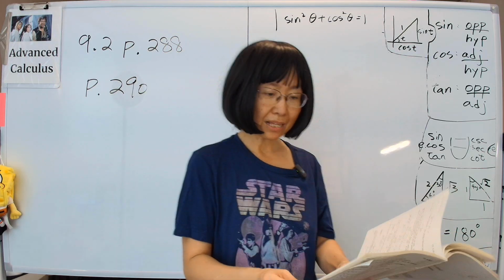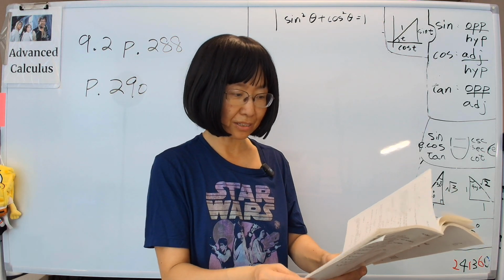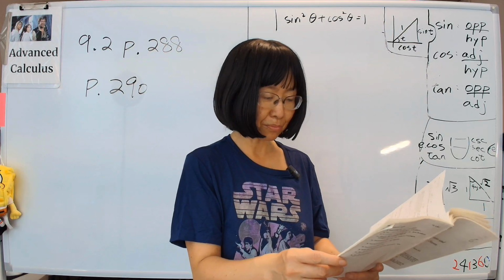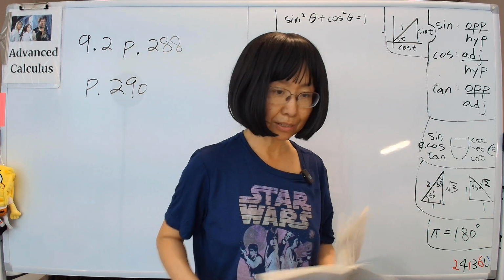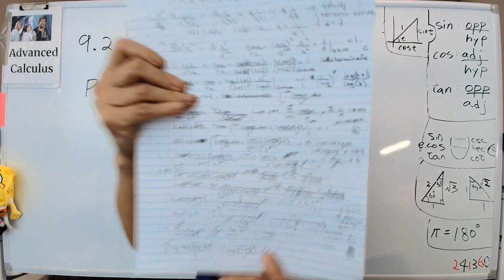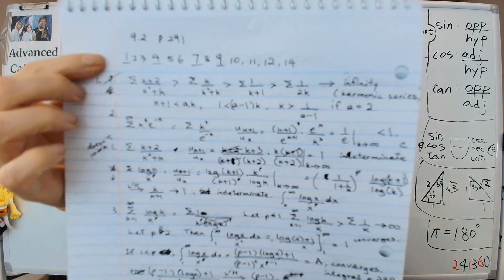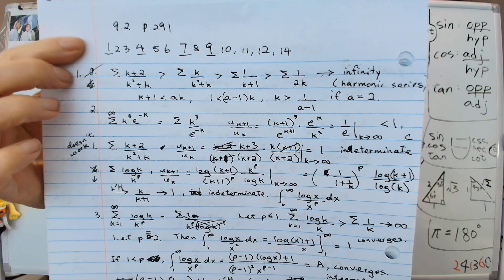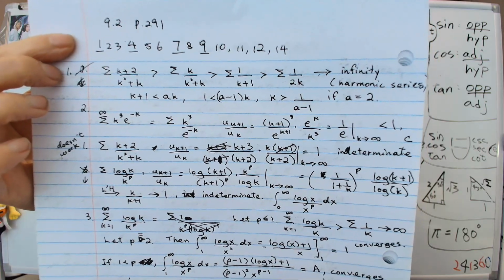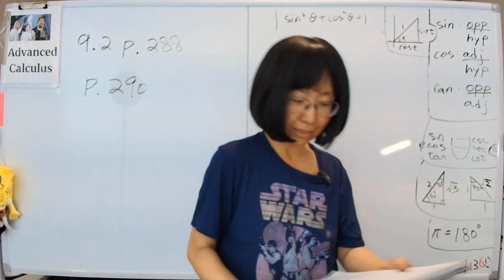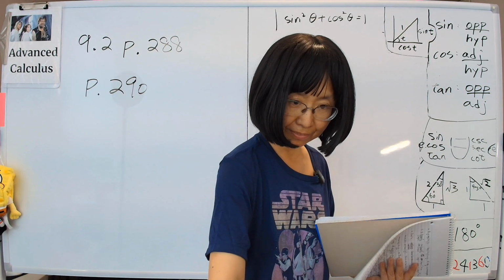All right, so that is the end of this section. It's a pretty short section, right? And let's do some homework. For homework, on page 291, please do problems 1, 2, 3, 4, 5, 6, 7, 8, 9, 10, 11, 12, and 14. And when you're done, let's talk about them.